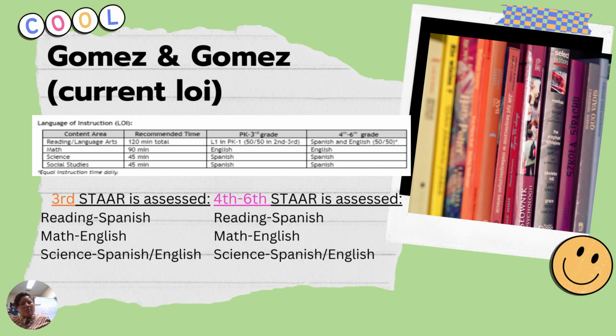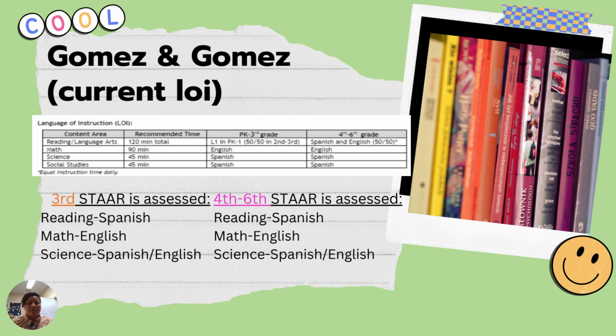Now, we also have a generic way of making these test decisions based on the language because of the dual language program that we have here in our district. Currently, we are operating by the Gomez and Gomez bilingual model, which means students are learning both languages 50-50, 50% in English, 50% in Spanish. The primary goal of a dual language program is for students to become fully biliterate. That is the ultimate goal.